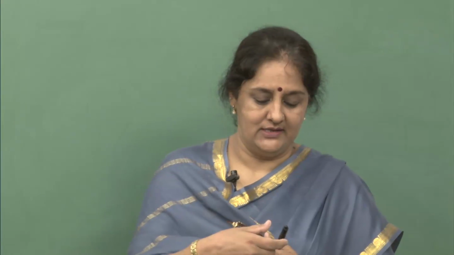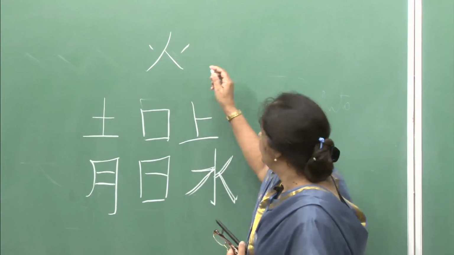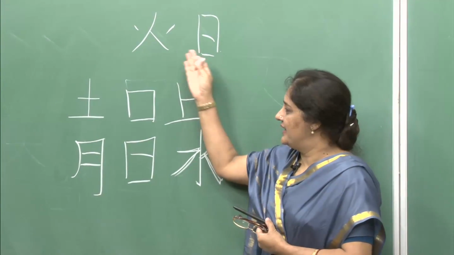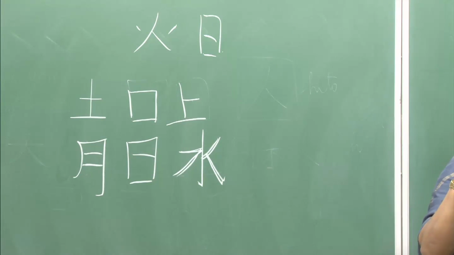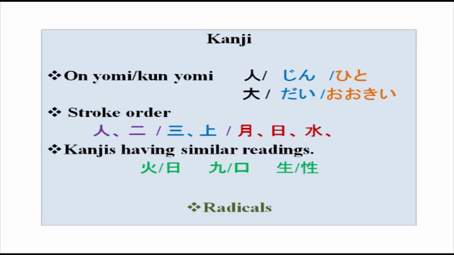I had told you, if you remember, for example, there are these 2 characters given over here, he and he. He like this and he. This means fire and this means day, but the reading is the same. So, you can group it in 1, and there are so many others like this. These are the ones you have done. So, I am trying to cover all the simple kanjis that you have done.